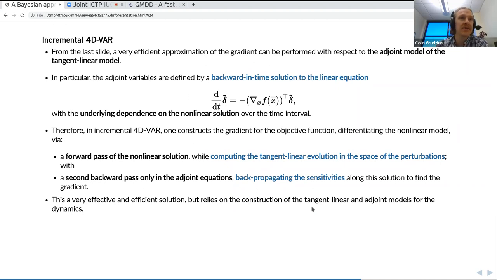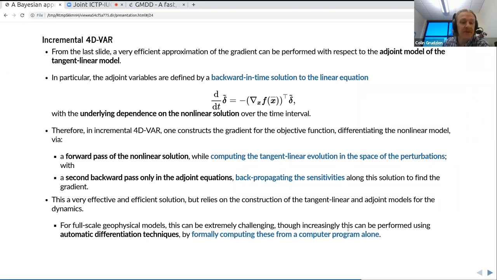The one challenge of this really is that it relies on the construction of the tangent linear and adjoint models for the dynamics. For full-scale geophysical models, this can be extremely challenging, though it should be noted that constructing the tangent linear and the adjoint models increasingly can be done using automatic differentiation techniques, by formally computing the tangent linear and adjoint models from the computer program alone, without an explicit construction, which tends to be very, very challenging.